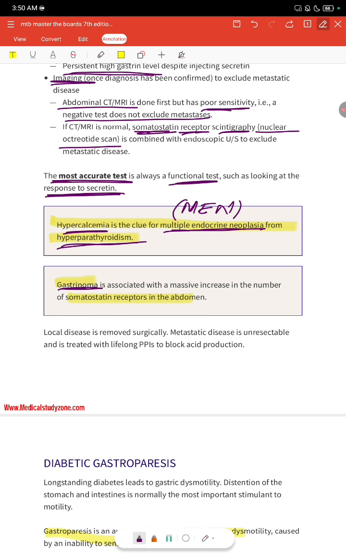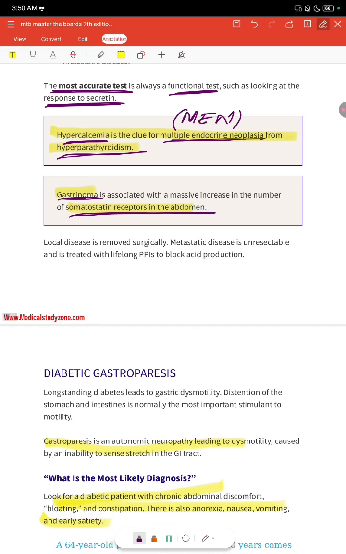Gastrinoma is associated with a massive increase in the number of somatostatin receptors in the abdomen. Local disease is removed surgically. Metastatic disease is unresectable and is treated with lifelong PPIs to block acid production.